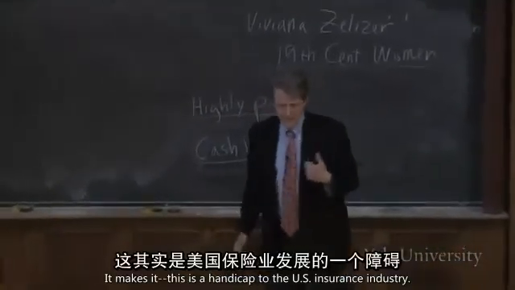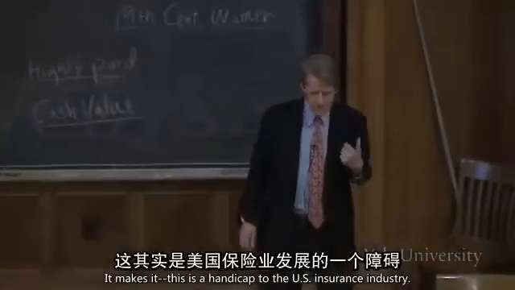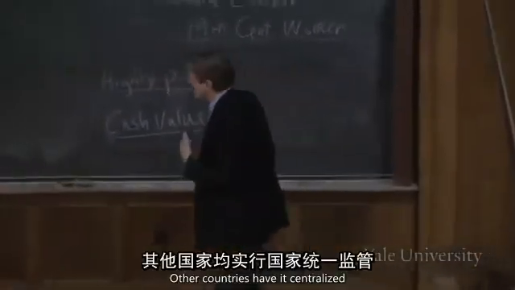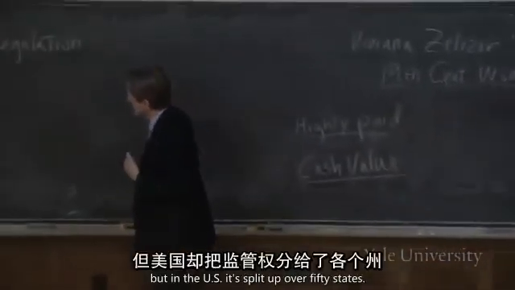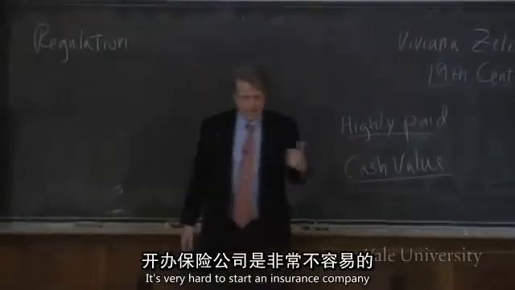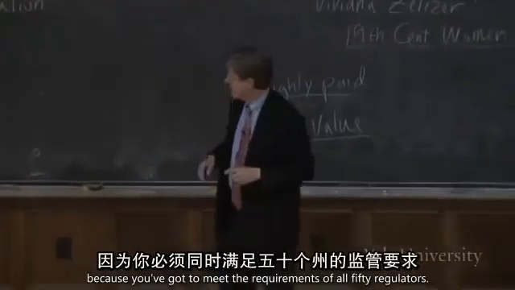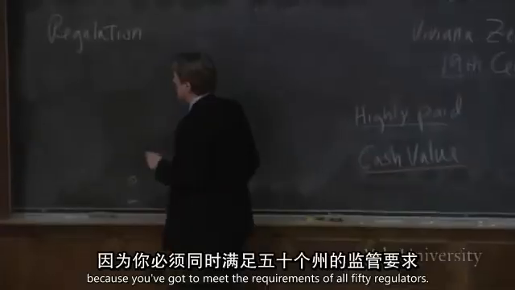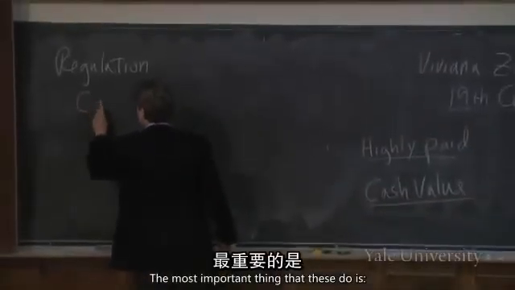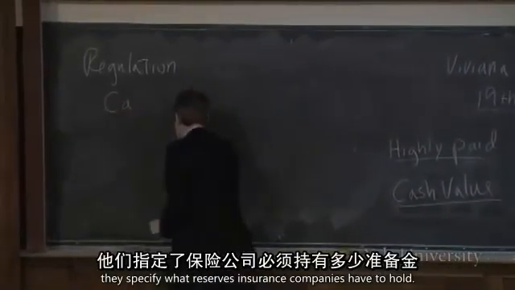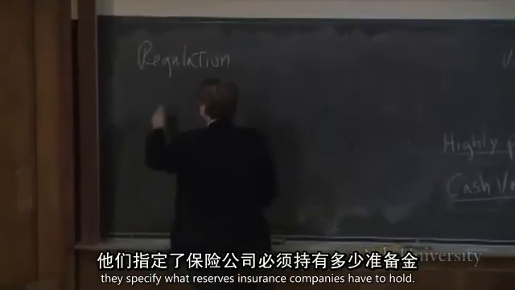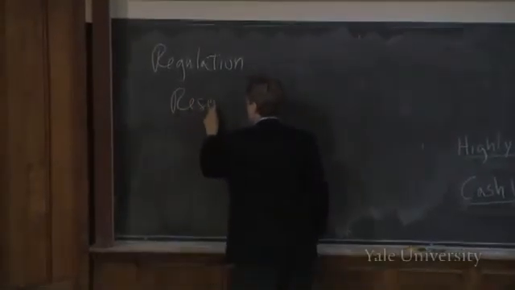And it makes it hard. This is a handicap to the U.S. insurance industry. Other countries have it centralized, but in the U.S. it's split up over 50 states. So it's very hard to start an insurance company because you've got to meet the requirements of all 50 regulators. But the most important thing that these do is they specify what reserves insurance companies have to hold.